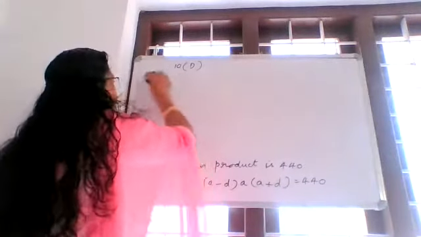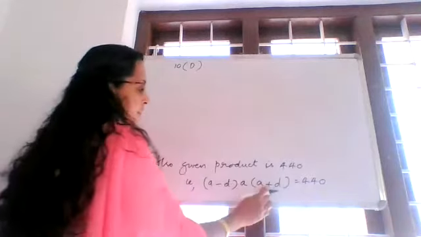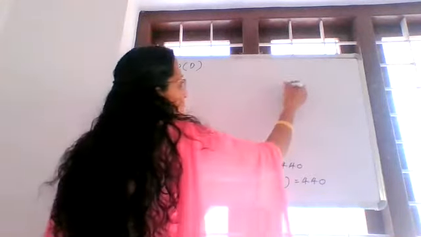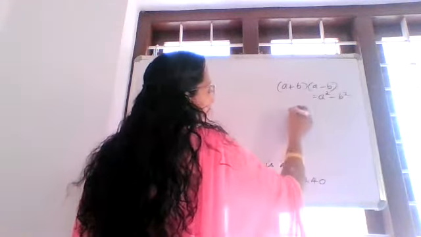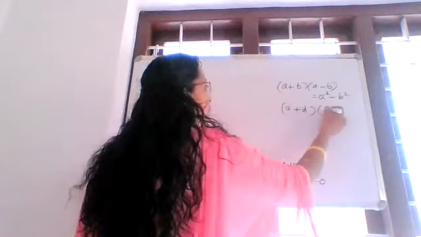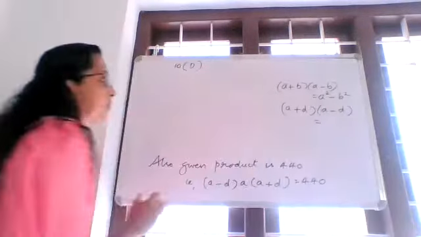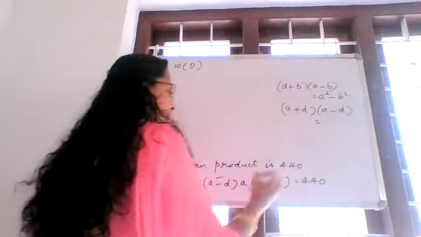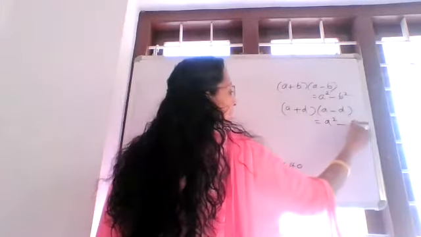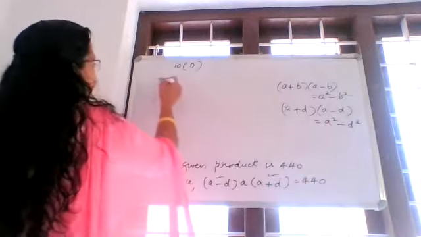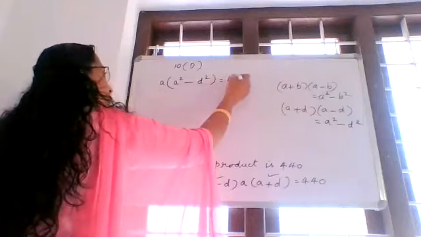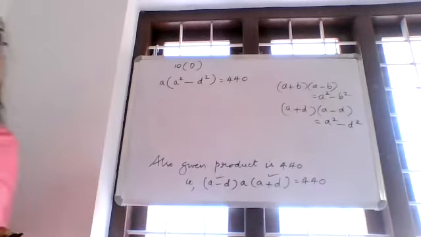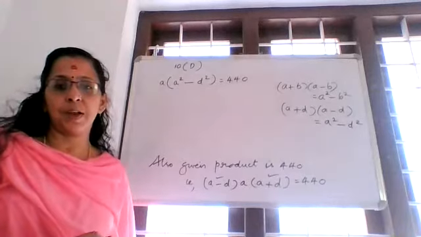Then you get A minus D into A plus D. This is in the form of A plus B into A minus B, which is A square minus B square. That is A plus D into A minus D can be written as A square minus D square. So A we can write first. Then A square minus D square is equal to 440. Up to that understood? Any doubt?